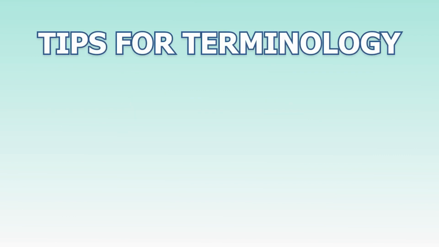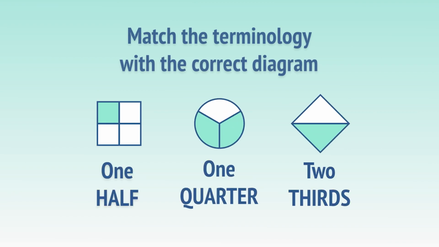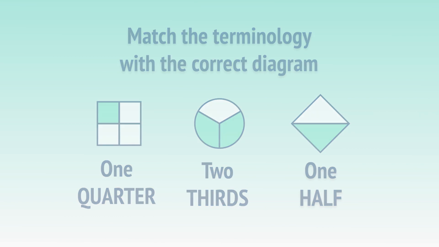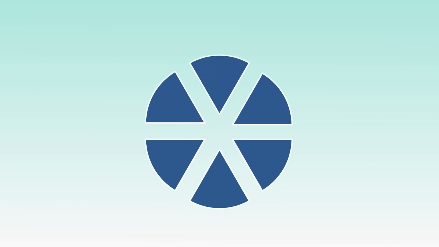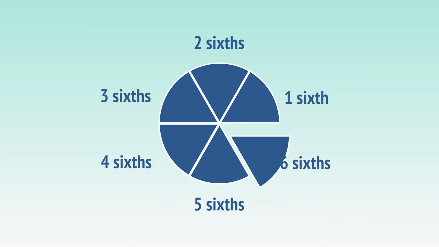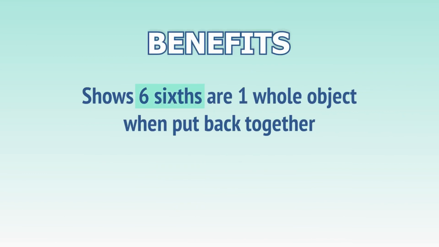To teach terminology, you could use flashcards showing different fractions and get the learners to match each terminology flashcard with the correct diagram, such as these here. You could also provide learners with a shape and ask them to cut the shape into, for example, 6 equal parts. Learners can then be asked to put the shape back together and name each part as they reassemble the shape.